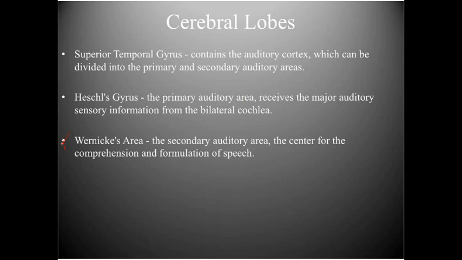This is something that you want to put a star beside: Wernicke's area, because it's going to be for the comprehension and the formulation of speech. If you know where this area is located, then you can pretty much identify where an abnormality would be if a patient comes in and they're having difficulty formulating words.